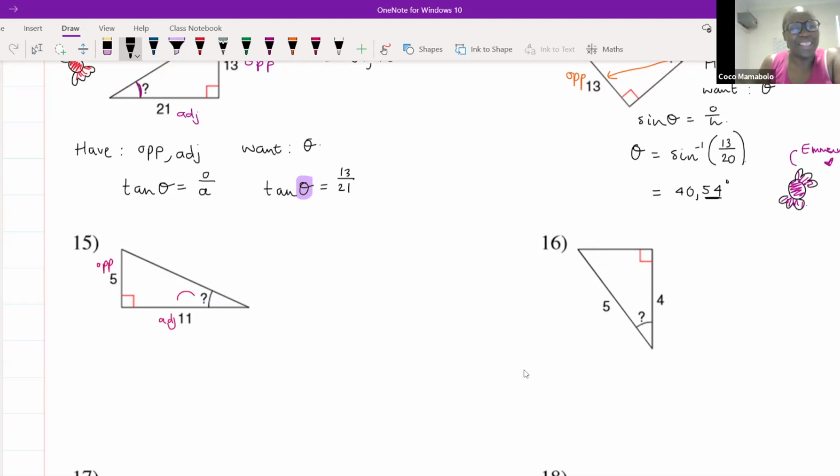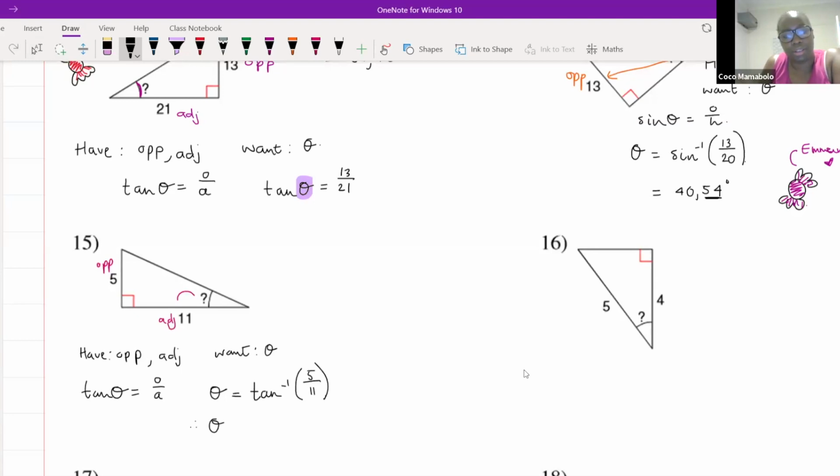Thank you very much. So what we have is opposite and adjacent, and we want the angle again. So we're going to use tan. We'll have tan of theta is equal to opposite over adjacent. So theta is going to equal arc tan of opposite over adjacent, which is 5 over 11. Therefore, our angle is equal to how much?